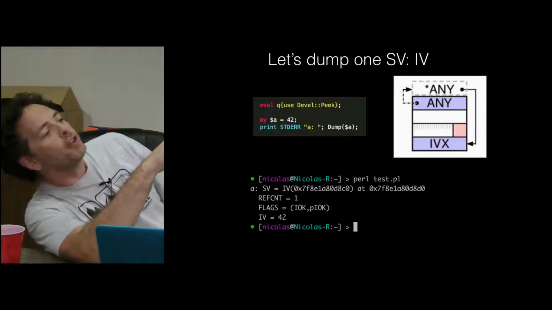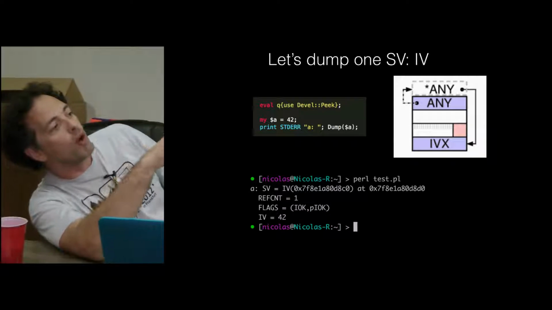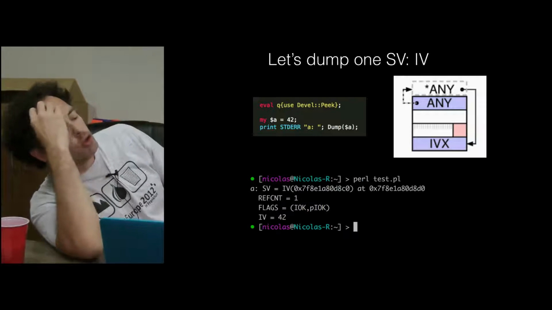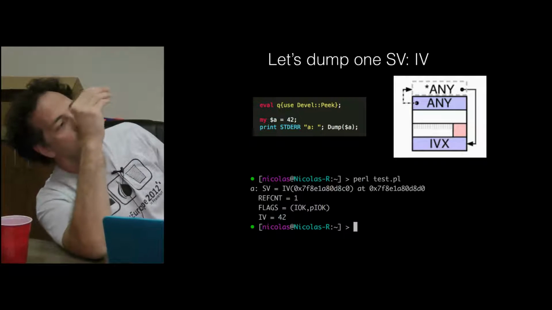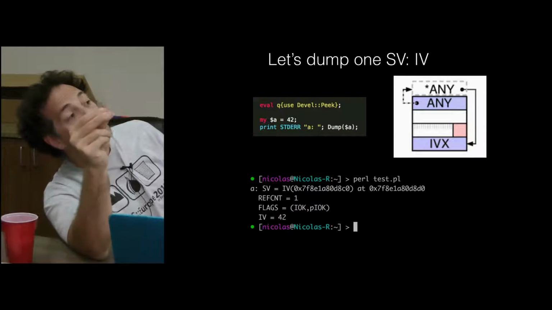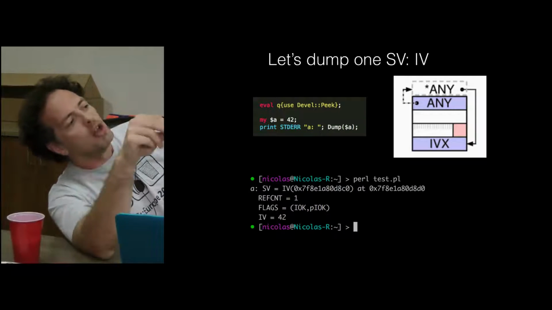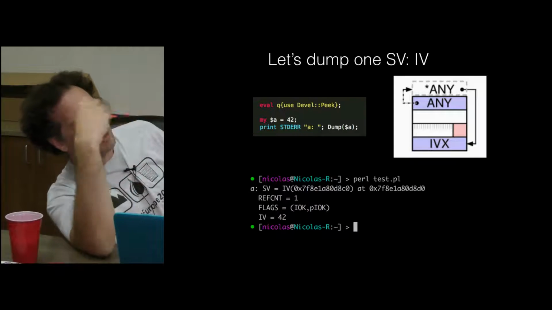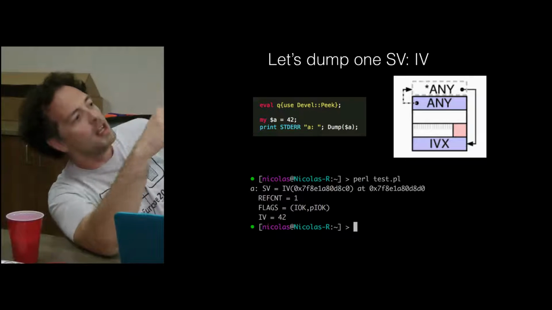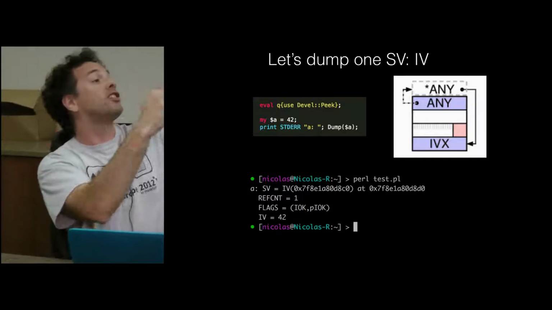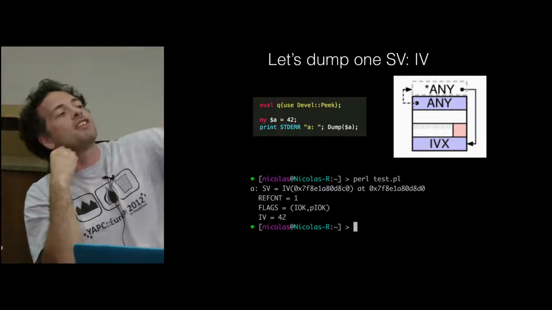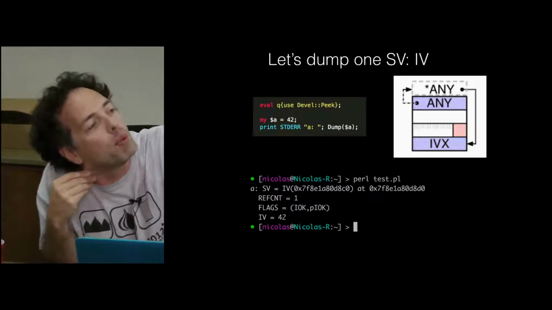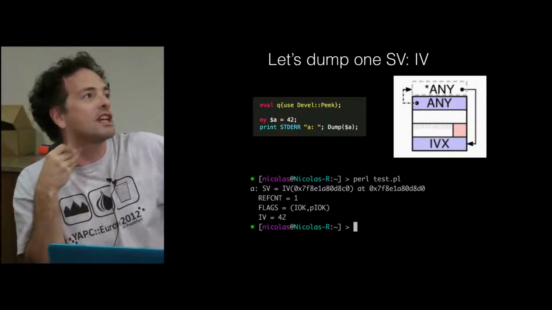I can see my SV is typed as one IV. Ref count is 1. So I've got two flags. IOK, which means it's OK to use it as an integer. The lowercase p is for private usage; I'm not going to explain this here. And IV is the IV value, which is saved. Here, it's tricky. It's saved in the union, as you can see on the bottom right in the IVX thing.